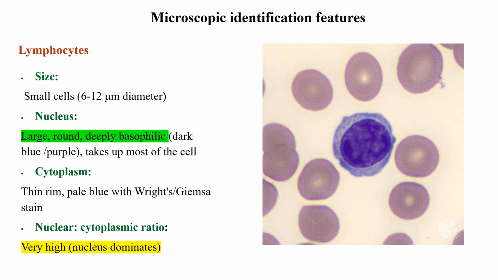The nucleus is the most striking feature. It's large, perfectly round, and stained deeply basophilic, appearing as a dark blue to purple color. This nucleus literally dominates the cell, taking up most of the available space. The cytoplasm forms just a thin ring around this large nucleus, and it's stained a pale blue color with Wright or Giemsa stain. This gives lymphocytes a very high nuclear to cytoplasmic ratio, meaning the nucleus takes up much more space than the cytoplasm. This high ratio is one of the most characteristic features of lymphocytes.